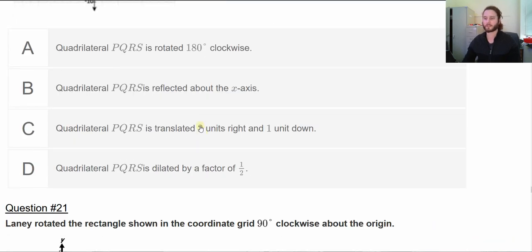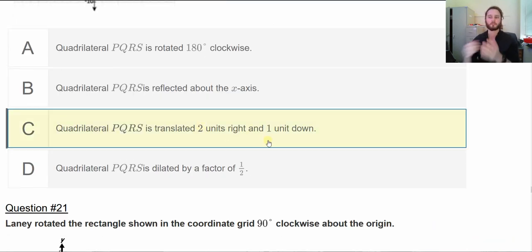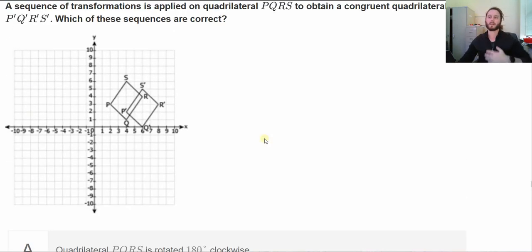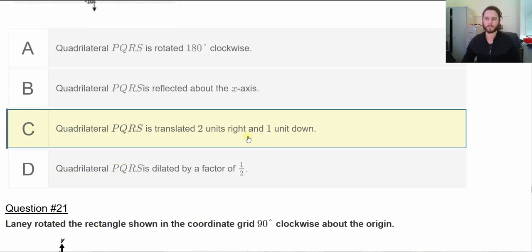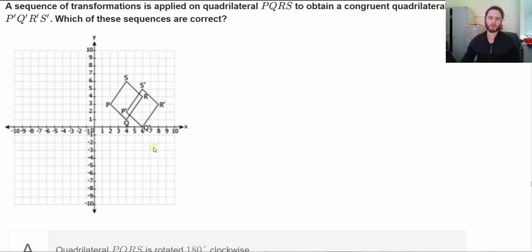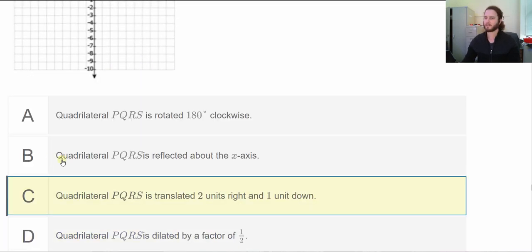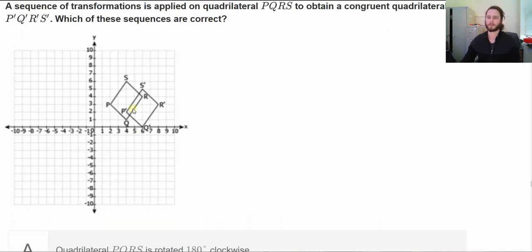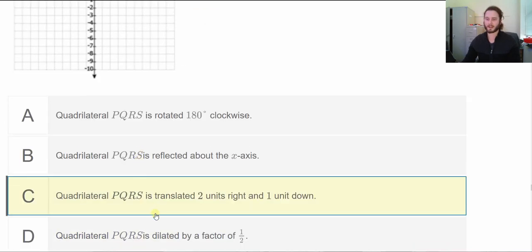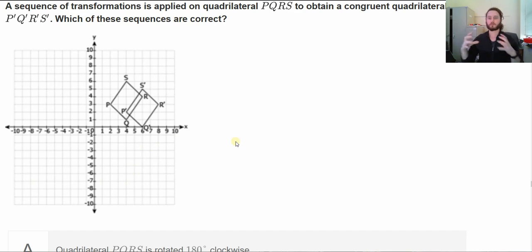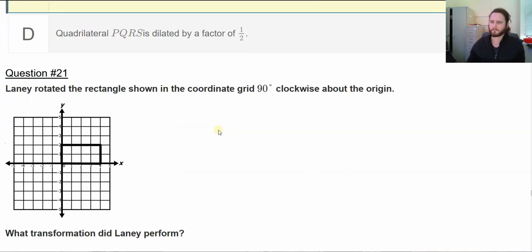And if we look at our answer choices, yeah, here it is. It was translated 2 units right and 1 unit down. Basically, they clicked and dragged this shape 2 units to the right and 1 unit down for all four coordinates. A rotation, it would have wound up way down here. Reflection, it would have wound up also somewhere down here. And a dilation, the shape would have shrunk or grown. So it's definitely not those three.